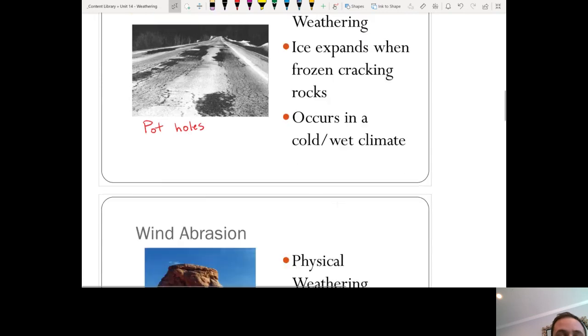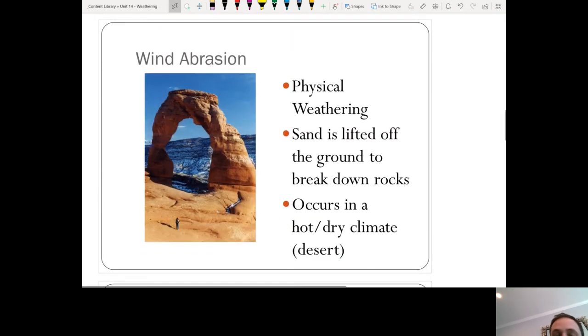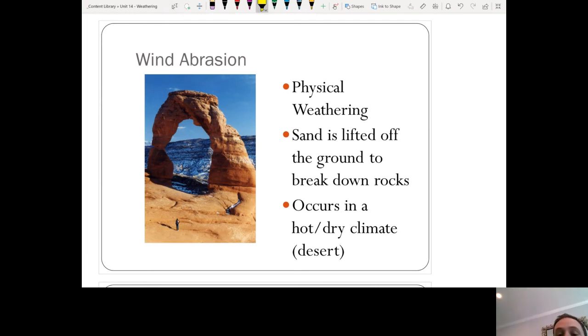The second example of physical weathering here is wind abrasion. Okay, now wind abrasion is only going to happen in a hot, dry climate, because we know when sand gets wet, it's too heavy to lift off the ground. Okay, wind abrasion is a very slow process, right? And we've actually used wind abrasion. Mechanics use it if they want to strip the paint off a car. It's called sandblasting. Okay, and basically they shoot high particle sands at a high velocity at the car, and that will take the paint off.